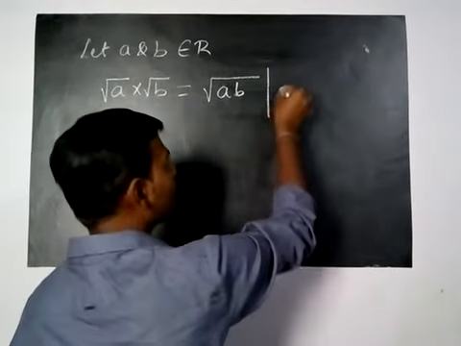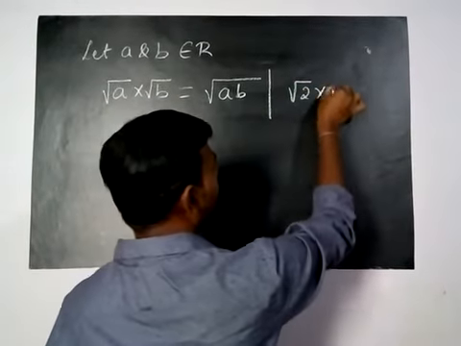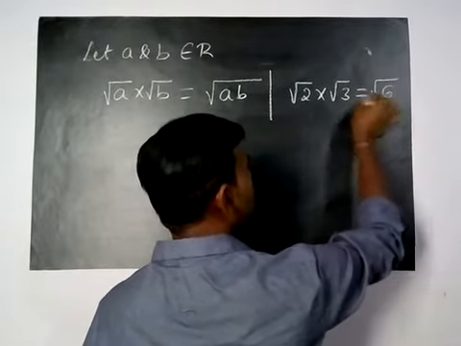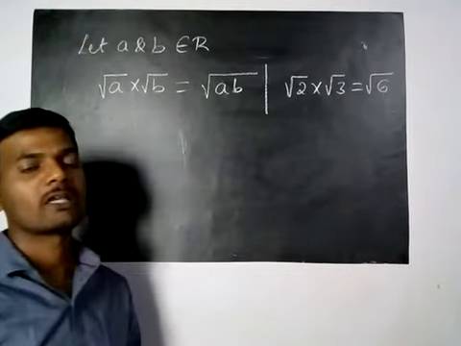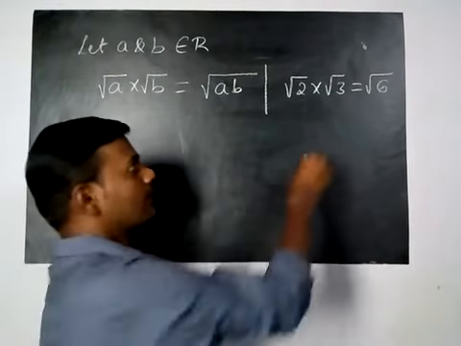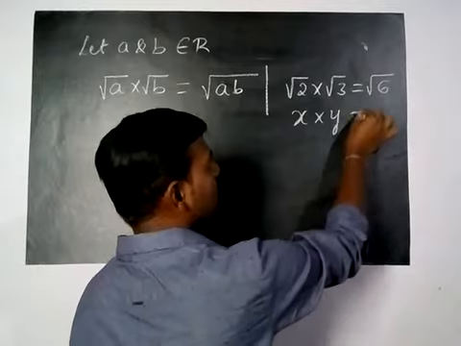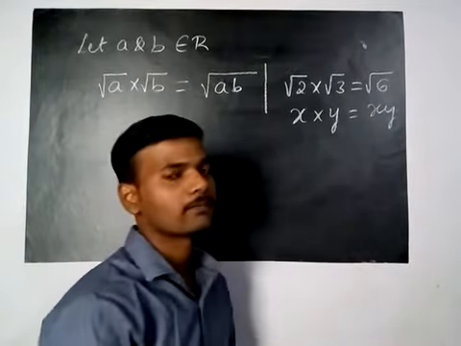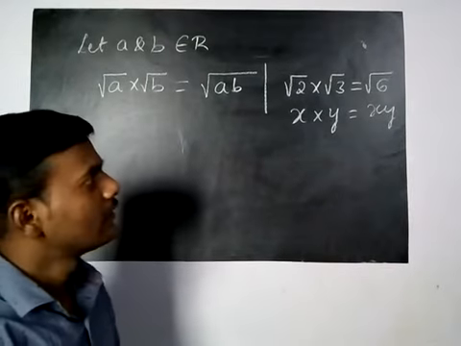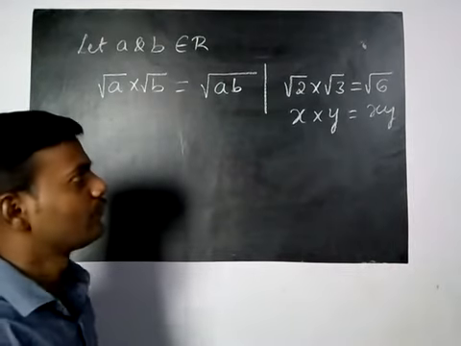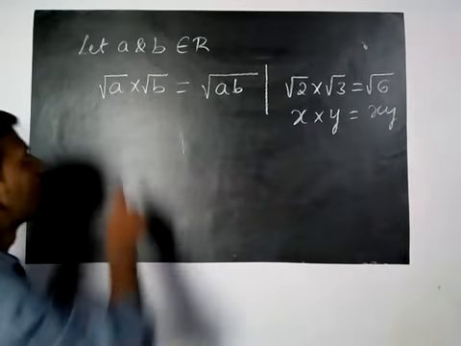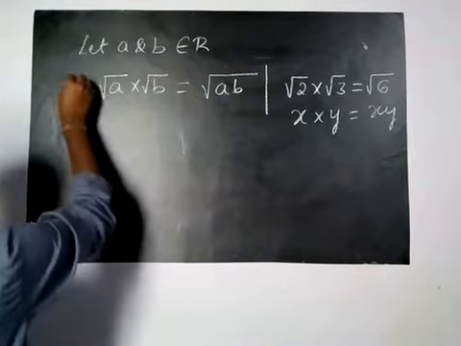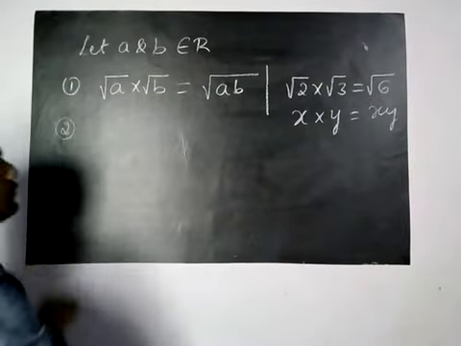Example: root 2 into root 3 is always the product of the two numbers, that is root 6, 2 into 3. Remember that. x into y is equal to xy, only the difference is the root there. Have you understood? Remember this point: root a into root b is root ab. First point.